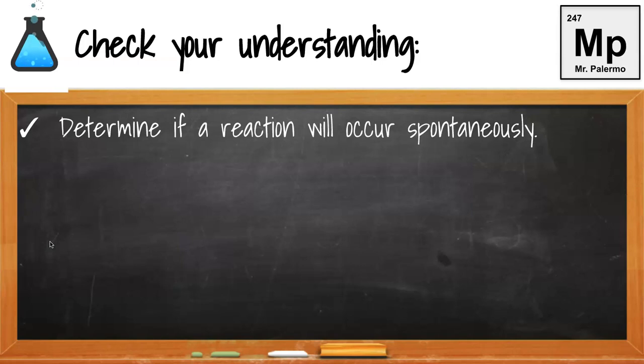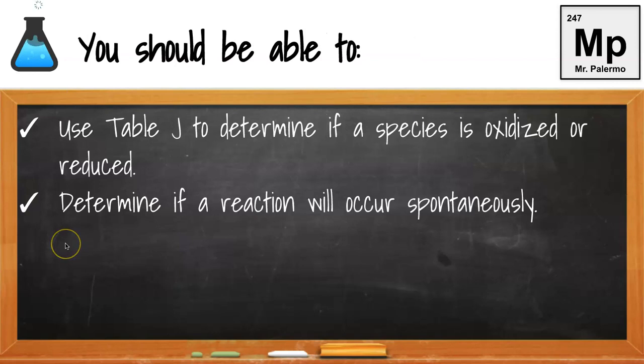So let's check your understanding. Can you determine if a reaction will occur spontaneously? At this point, you should be able to use Table J to determine if a species is oxidized or reduced and determine if a reaction will occur spontaneously.